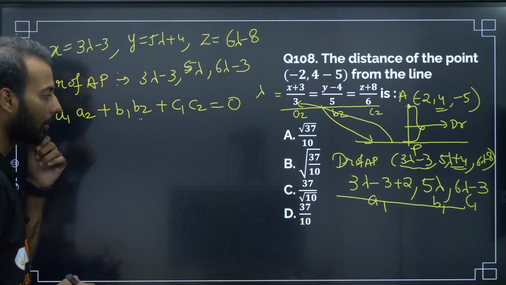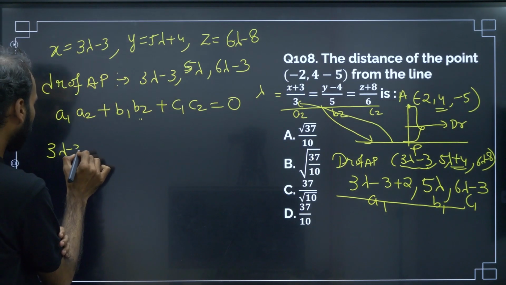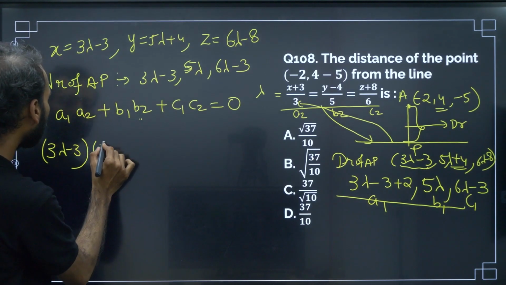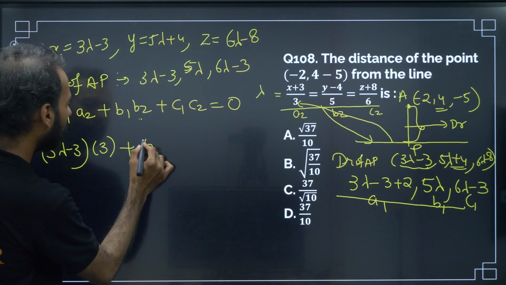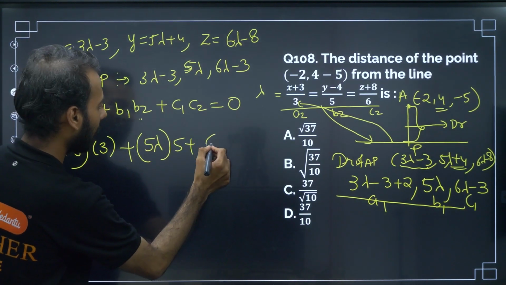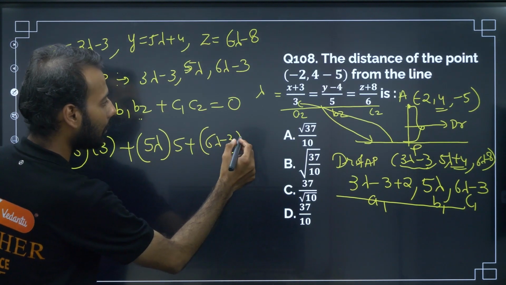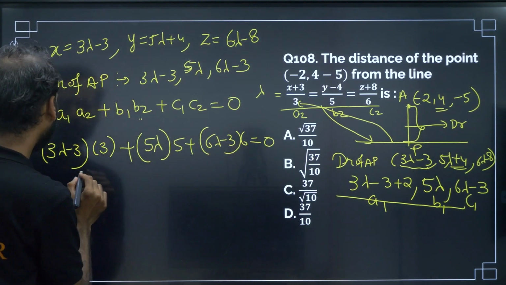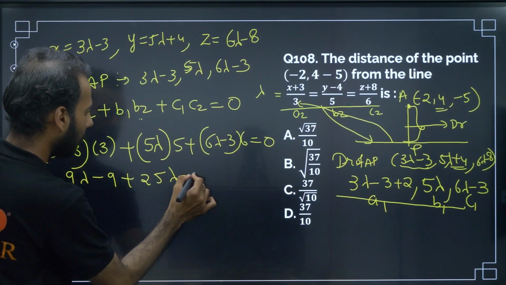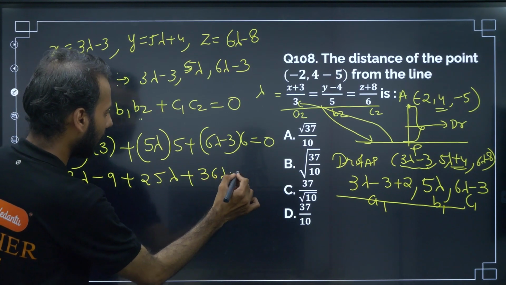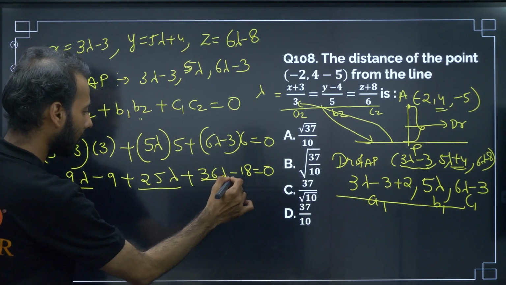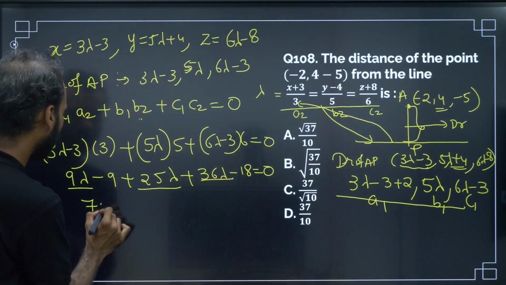So A1, A2. What is A1, A2? A1 is 3 lambda minus 3, A2 is 3. B1 is 5 lambda, B2 is 5. C1 is 6 lambda minus 3, C2 is 6, and the sum is equal to 0. So 3 times 3 is 9 lambda minus 9, plus 25 lambda, plus 36 lambda minus 18, is equal to 0. So 9 lambda, 25 lambda, 36 lambda, add them, we get 70 lambda.